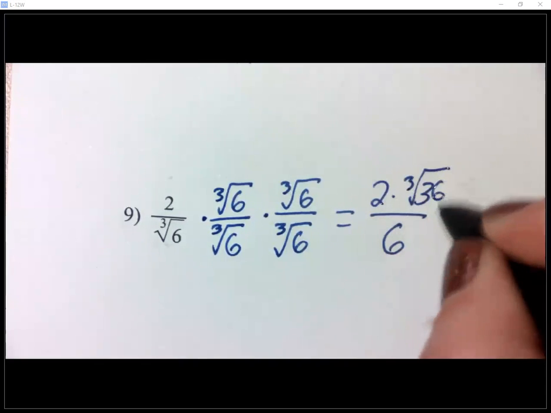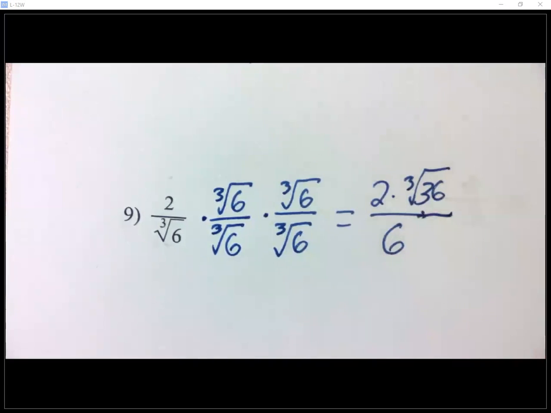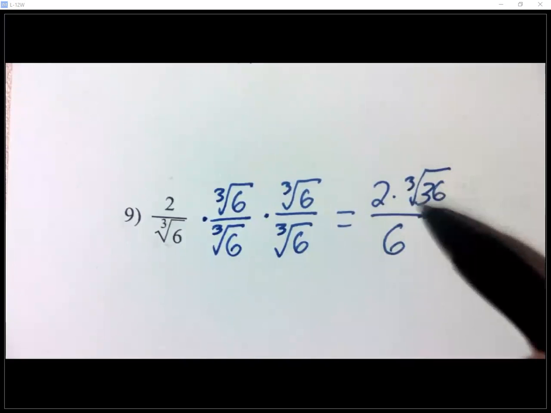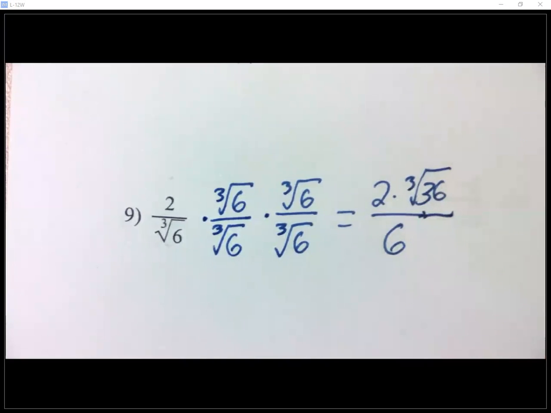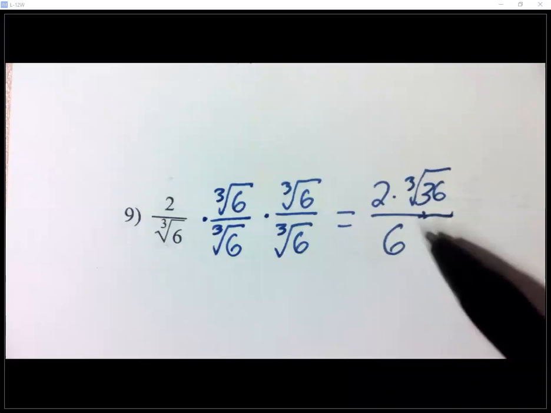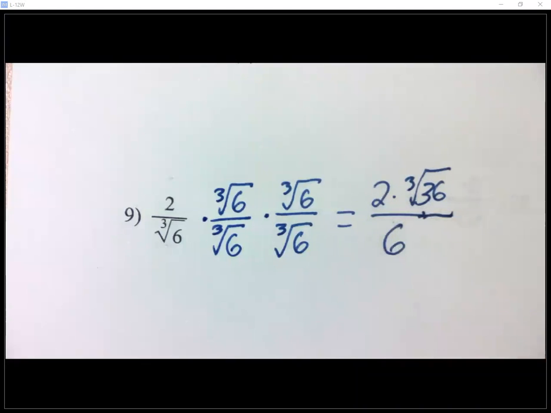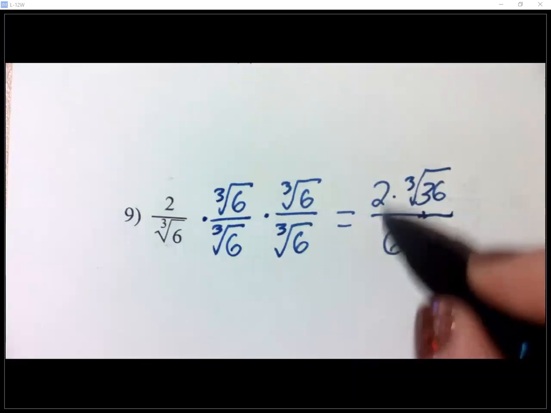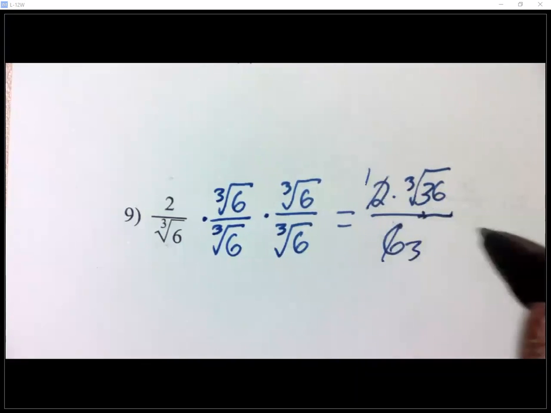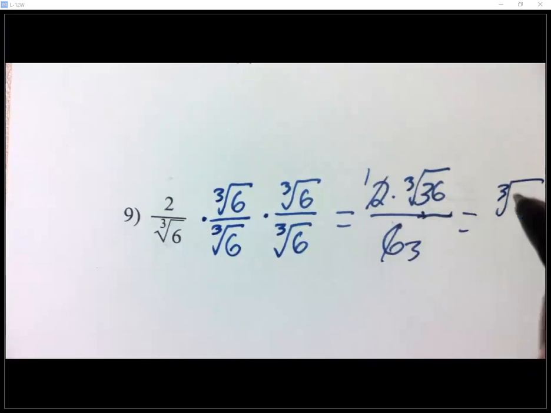Are there any perfect cubes that go into 36? Where's my list? No, because it's just 8. What I can do is reduce this 2 and 6 since they're both not under a root. So let's reduce those to become 1 and 3. So my final answer is just going to be cube root of 36 over 3.